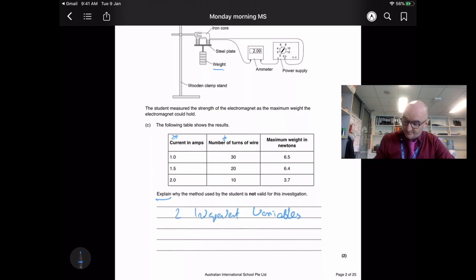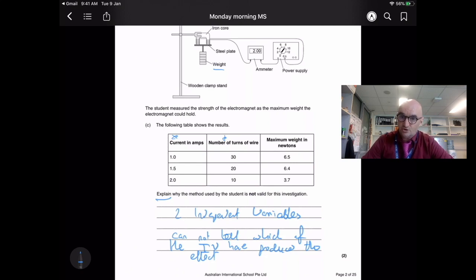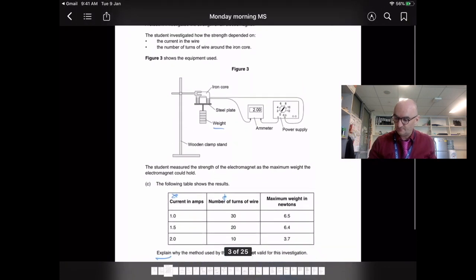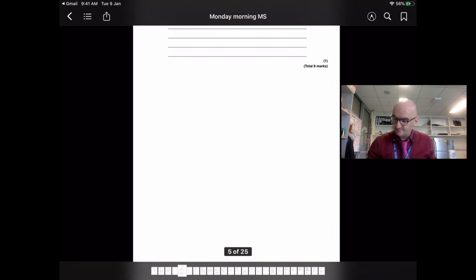That's the problem. That problem means we cannot tell which of the independent variables, let's call it the IV, has produced the effect. Was it changing the turns on the wire that had a consequence on the maximum weight in newtons, or was it a change in current in amps which had an effect on the maximum weight in newtons? It's impossible to tell because the student did not keep just one independent variable changing. They chose two. Okay, moving on.